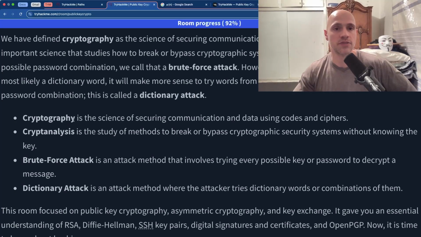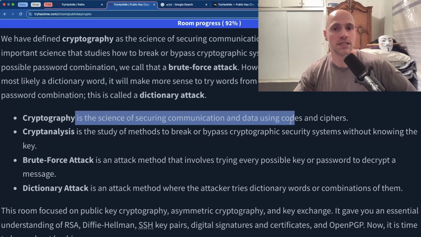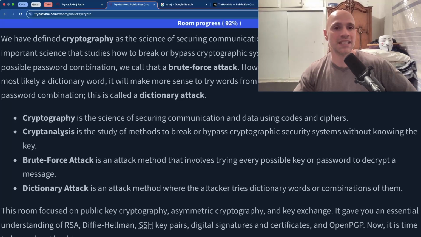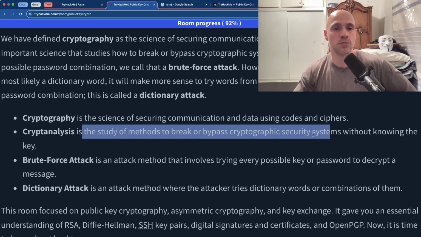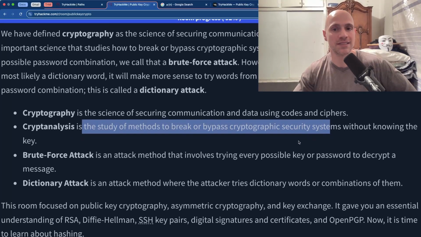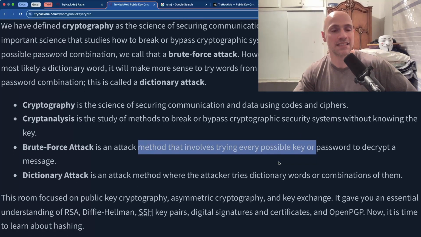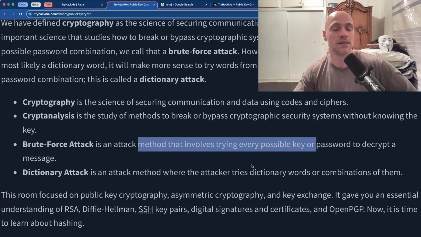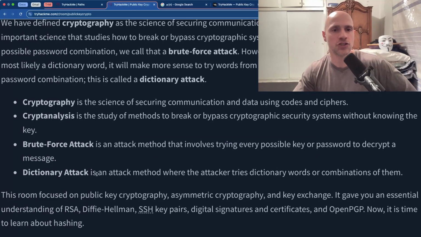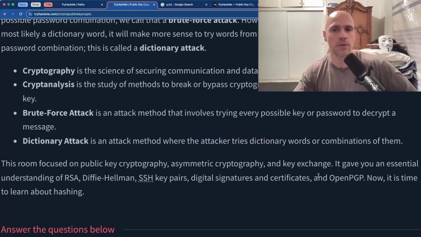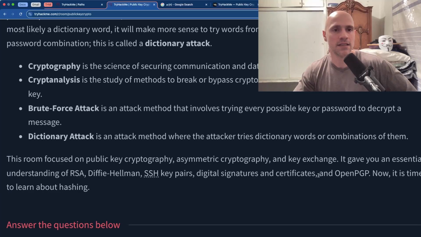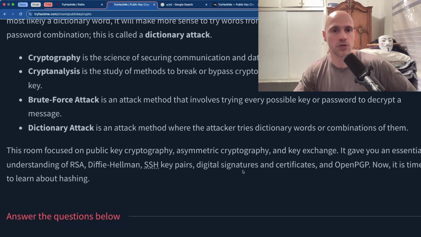So cryptography is the science of securing communication using codes and ciphers. Cryptanalysis is the science of methods to break or bypass cryptographic security systems without knowing the key. And then brute force is an attack method that involves trying every possible key or password. And then a dictionary attack would be a brute force attack where the attacker tries dictionary words or combinations of them to actually break into whatever the system is that they're trying to attack.